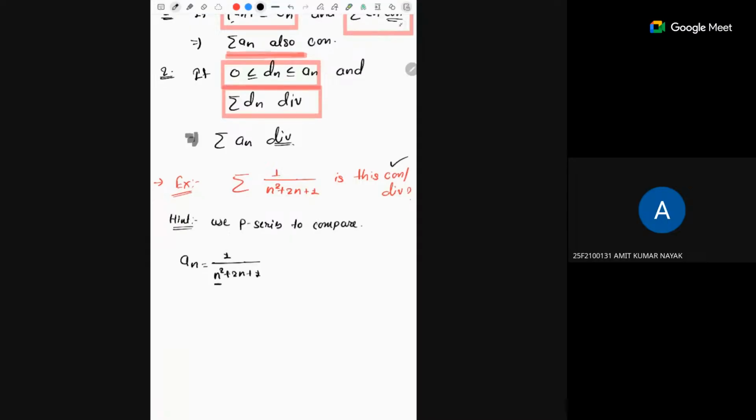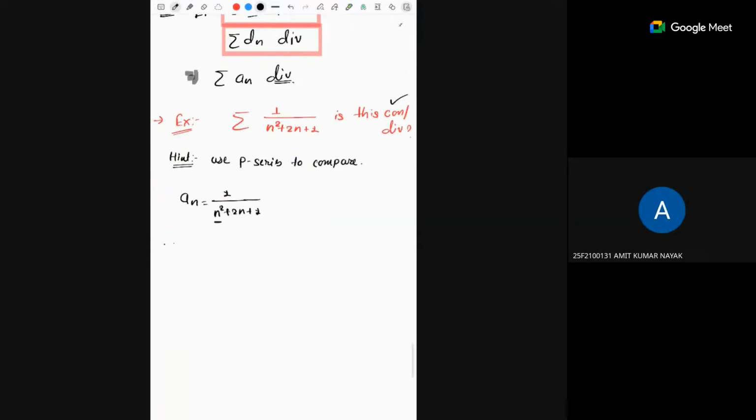Okay. So what can I say? Since we know that the value n square plus 2n plus 1 will always be greater than or equal to the value of n square, right? Because in n square you are adding something. You are adding 2n and then you are adding 1. So that means the value n square plus 2n plus 1 will always be bigger than or equal to n square. Is that clear to everyone?